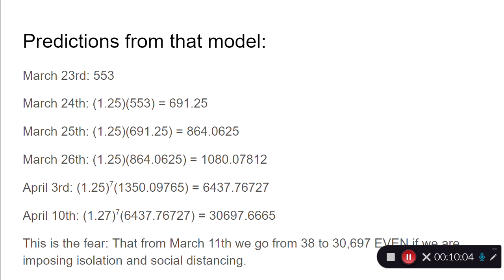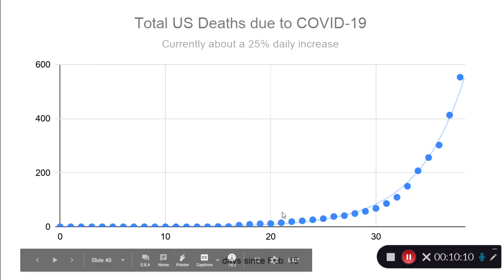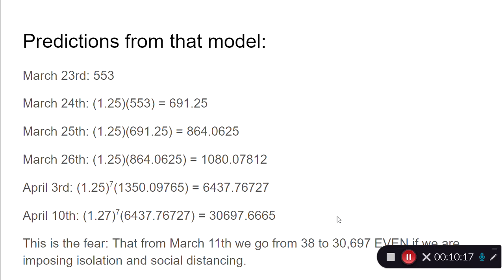But the fear is that the epidemiologists, the folks that study this mathematically, see this pattern. They see this data fitting an exponential curve really well. And they understand the consequences of that. The consequences are that from March 11th, which was that Wednesday that we got the announcement, to the middle of April, we might go from 38 deaths to 30,000 deaths.